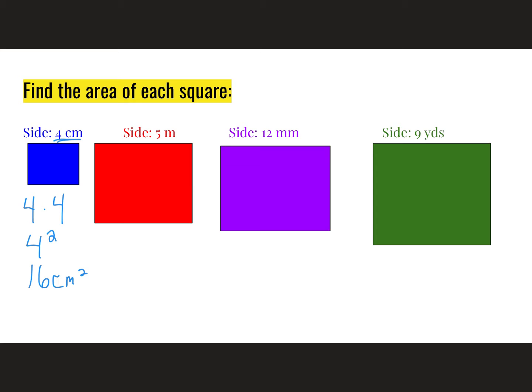Let's go to this red one. It has a side length of 5 meters. So we do 5 times 5, which is also the same thing as 5 squared. So to find the area of the square, we just take the side length and we square it. That's why we call it squaring. Well, 5 squared is simply 25, and it is meters squared.